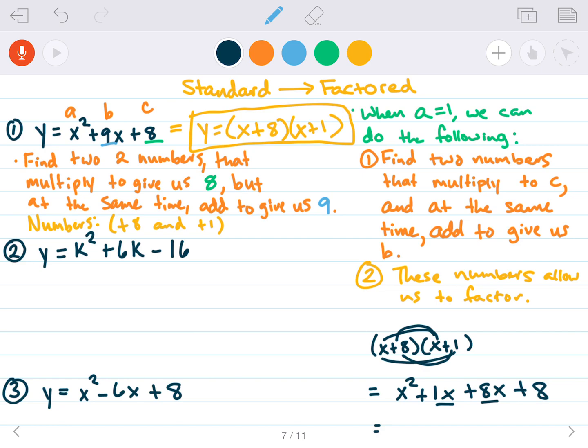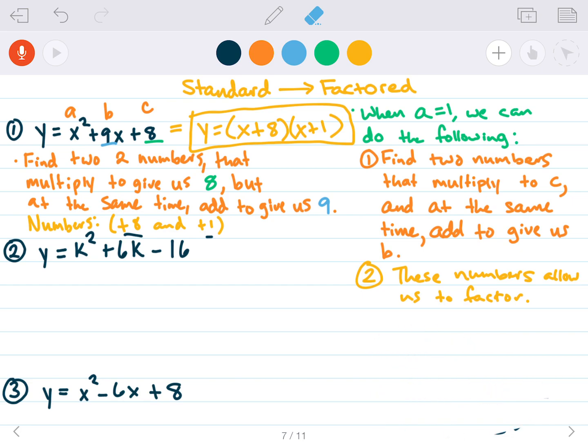Combining like terms in the middle, I end up getting x squared plus 9x plus 8, and that is indeed what I started with here. So I know that I factored it correctly. So that's how you do it. To find those missing numbers, positive 1 and positive 8, you find two numbers that multiply to your C value, but at the same time add to your B value. So let's do another example. And those, remember, are our zeros of the function.